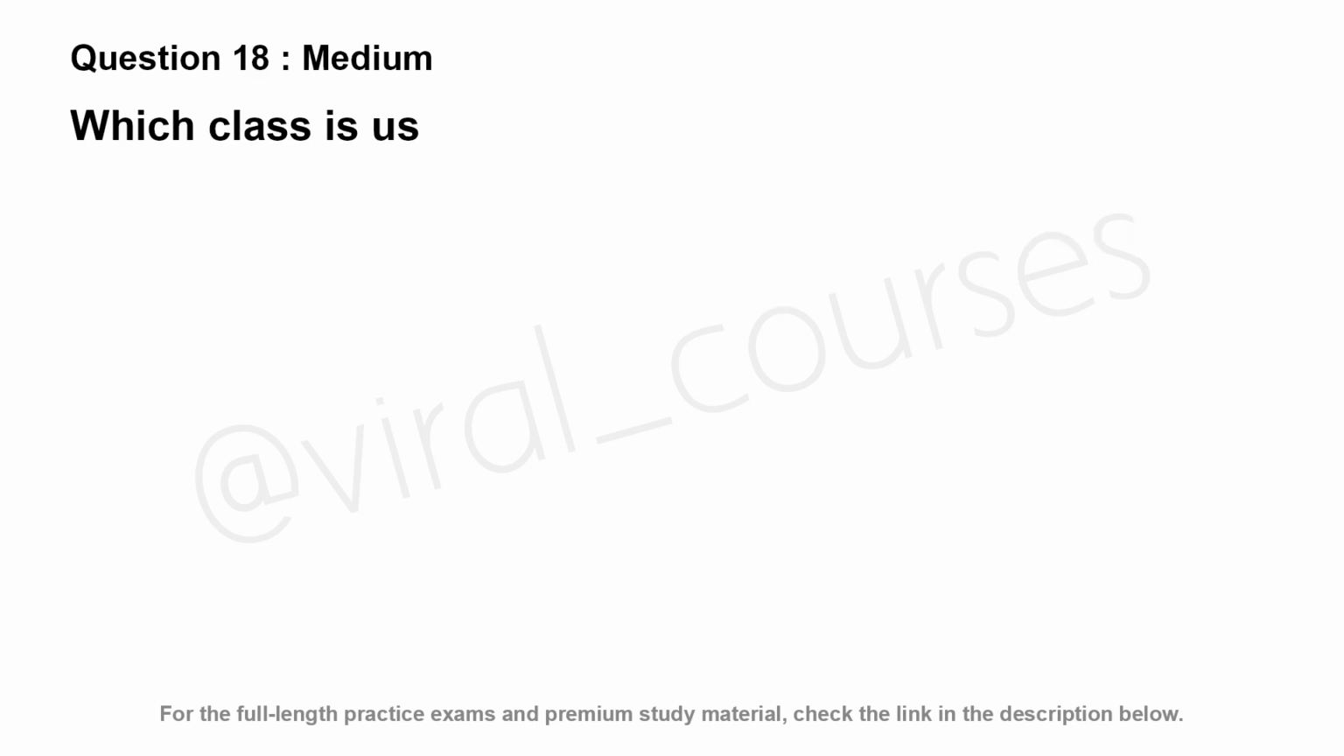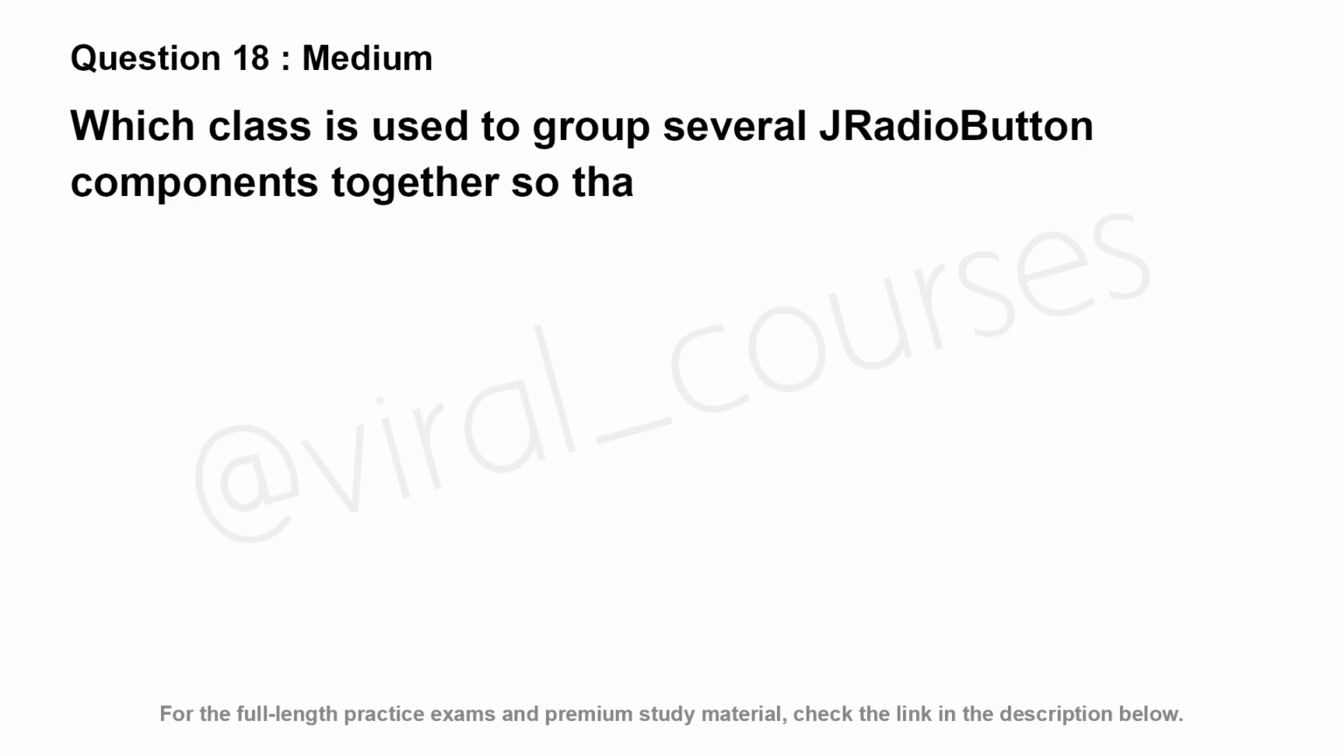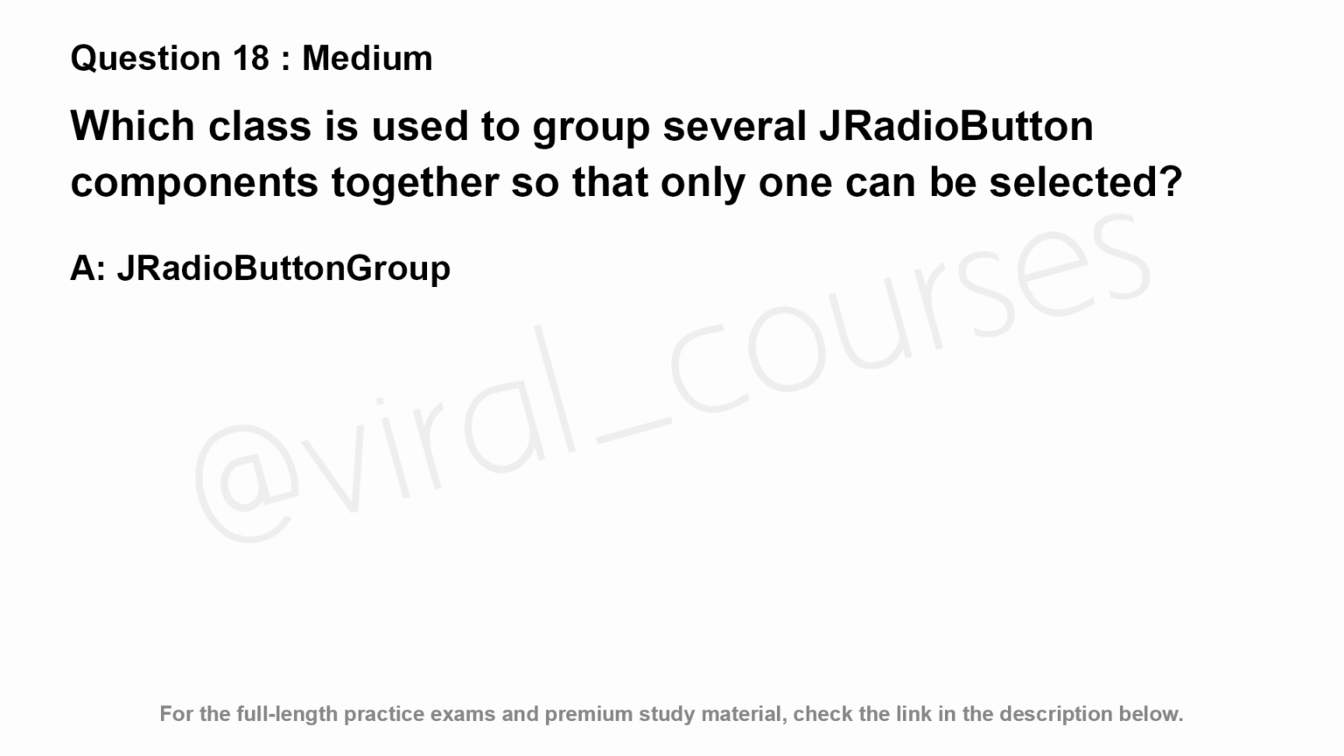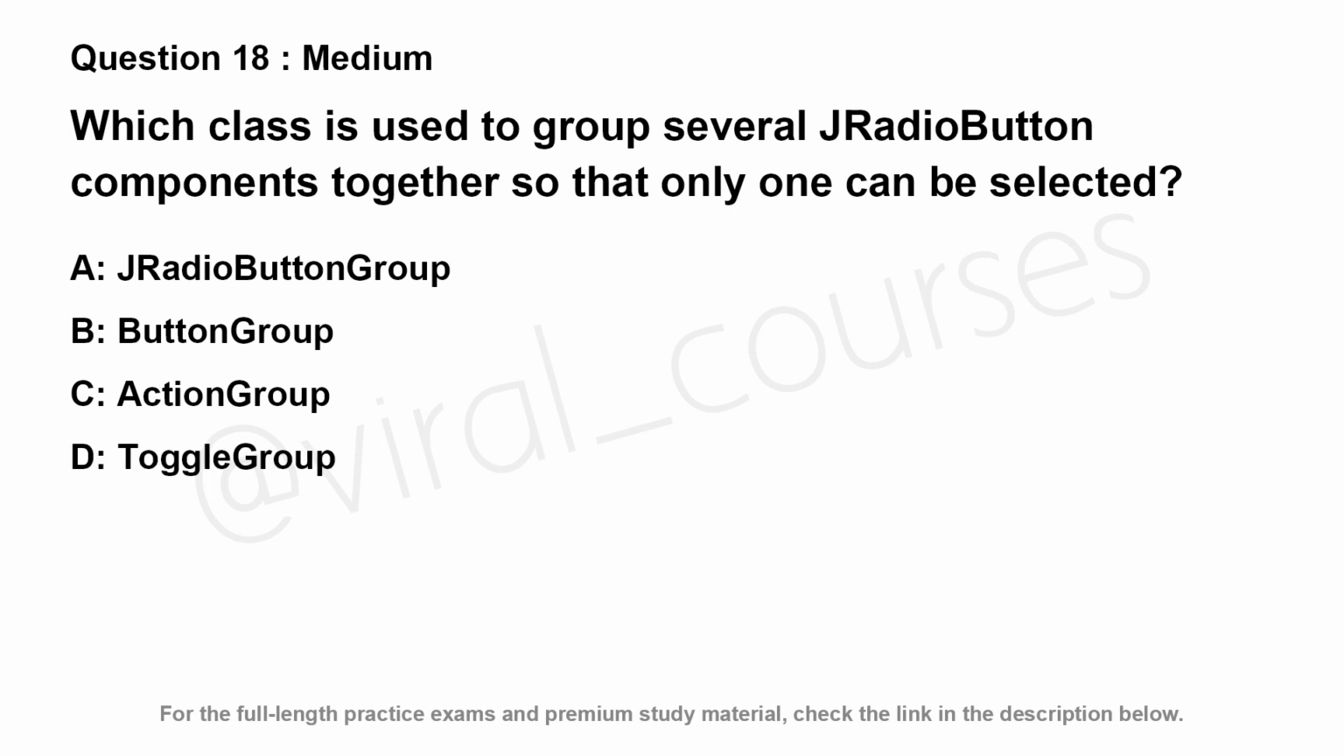Which class is used to group several JRadioButton components together so that only one can be selected? Option A, JRadioButtonGroup. Option B, ButtonGroup. Option C, ActionGroup. Option D, ToggleGroup.